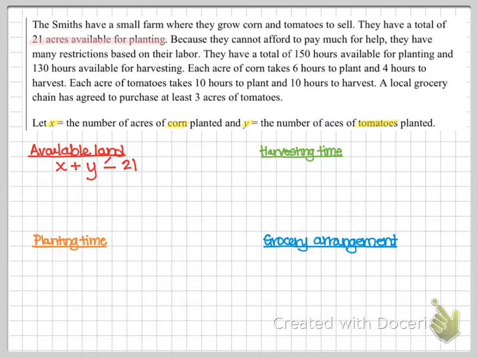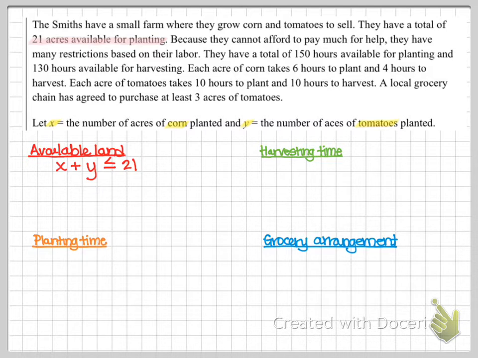So I would say the inequality for available land is all of the corn plus all the tomato plants is equal to 21, so they use it all, or it's less than 21, so they could use less. But you can't start planting in your neighbor's yard. It's their property.